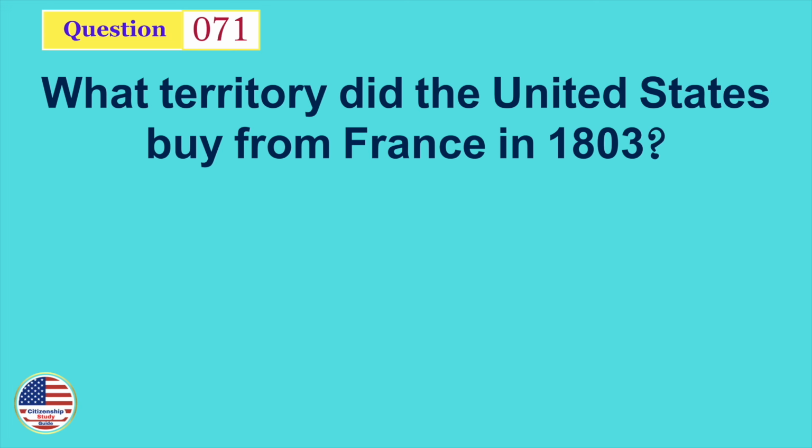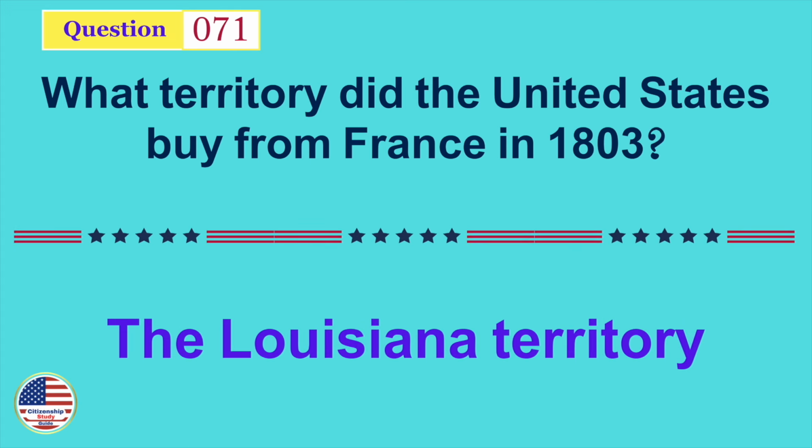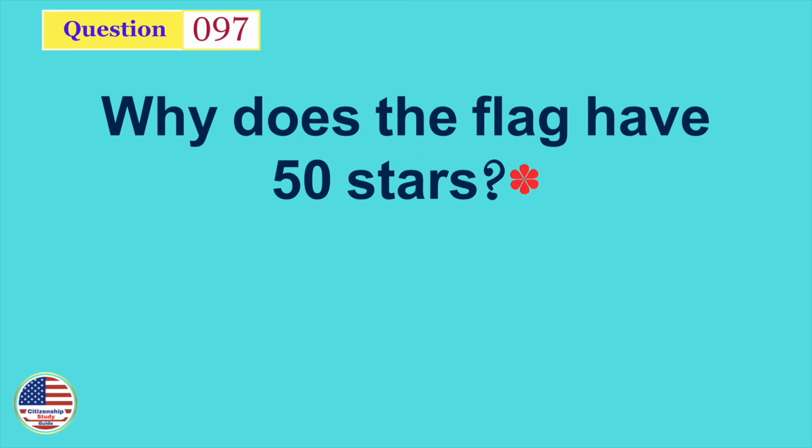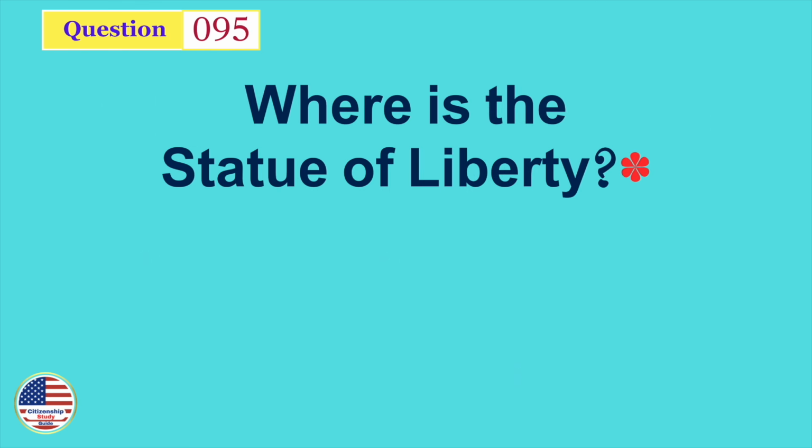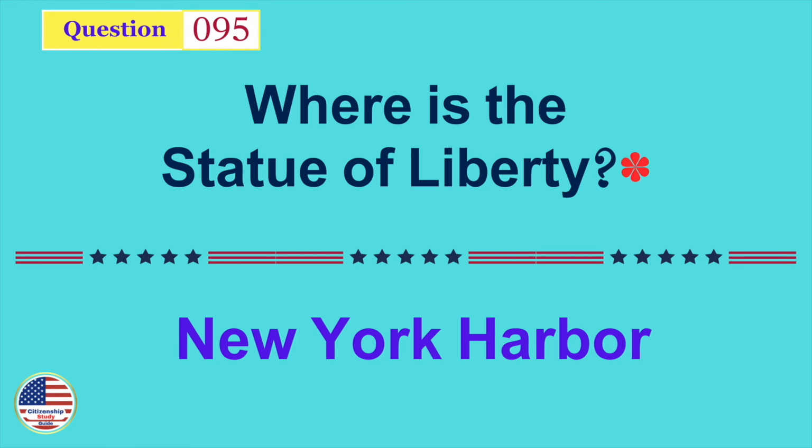What territory did the United States buy from France in 1803? The Louisiana Territory. Why does the flag have 50 stars? Because there are 50 states. Where is the Statue of Liberty? New York Harbor.